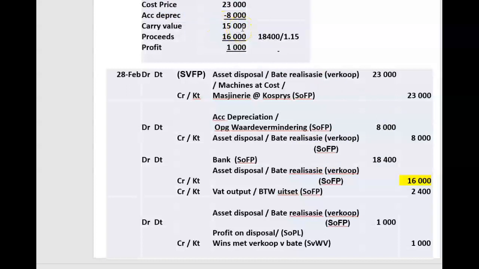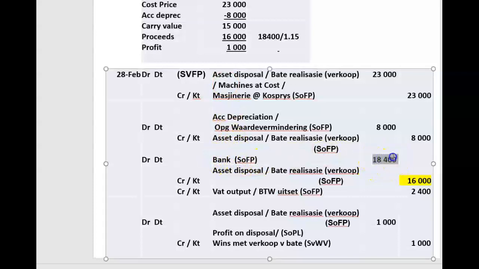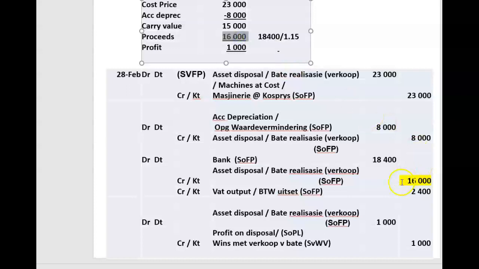Next step is record the proceeds on the sale of the asset. How much have we received for this asset? Guys, we received in our bank account 18,400 Rand for the asset, of which I am only allowed to recognize 16,000. So our asset disposal account will be credited with 16,000, and the difference between the two will go to my VAT output account, statement of financial position, 2,400. So now I have accounted for that transaction.